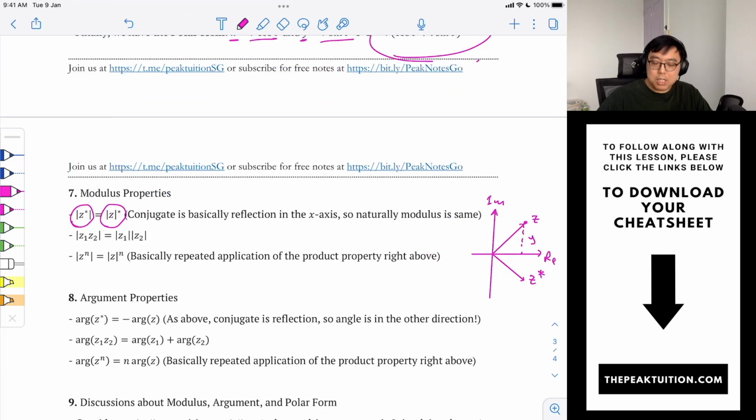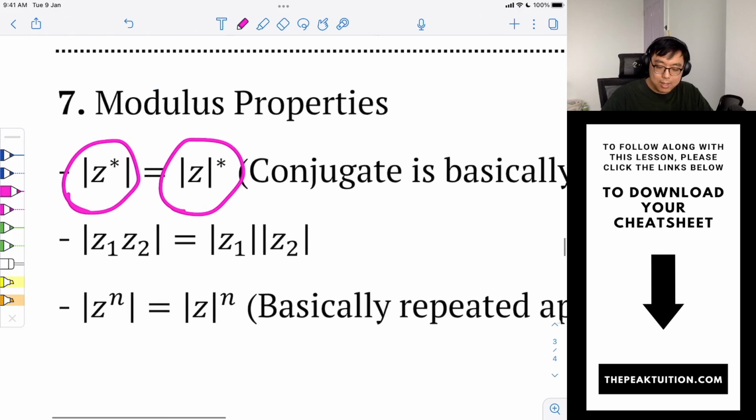In this case, it is natural that the modulus, which tells us the distance away from the origin, remains the same. And one thing to know is that this modulus of z is a real number. The conjugate of a real number is just equal to itself, so actually this conjugate here does nothing.